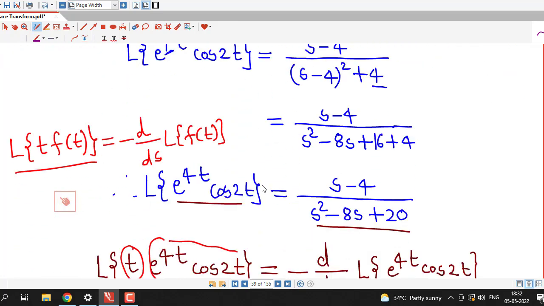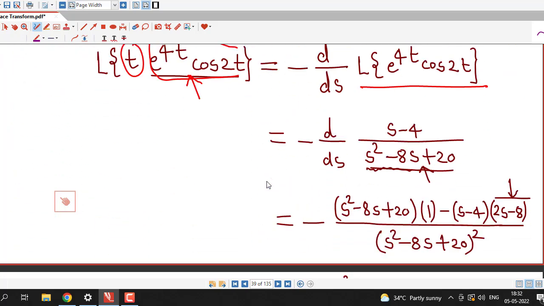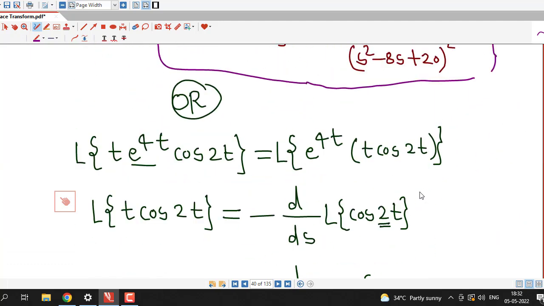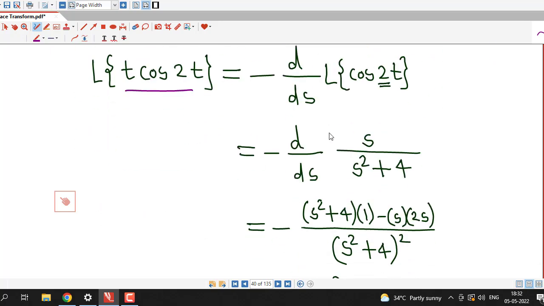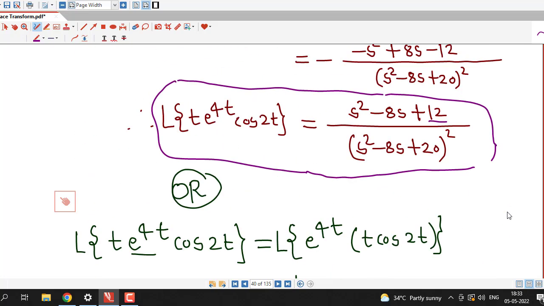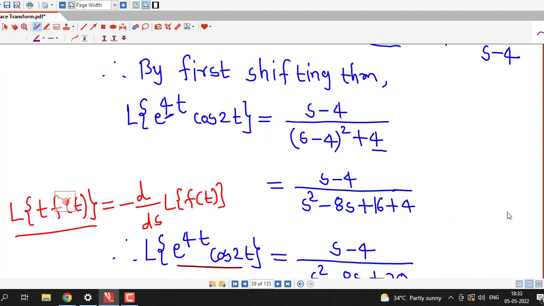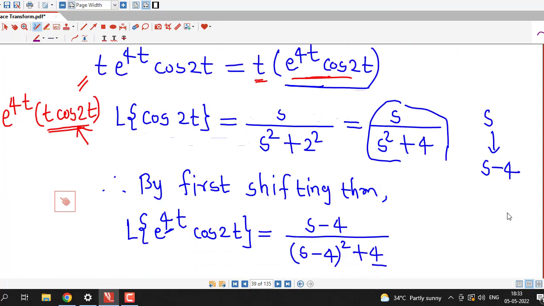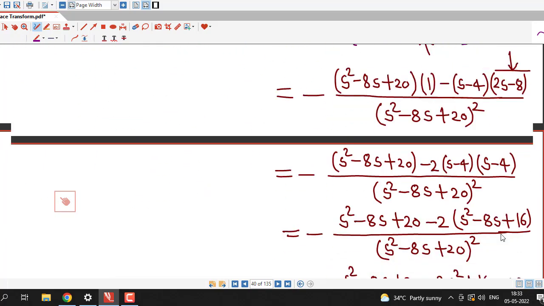If I am using first shifting theorem first, then I have to differentiate this function s minus 4 divided by s square minus 8s plus 20. And if I am using this formula first, Laplace transform of t cos 2t, then I have to differentiate this function s divided by s square plus 4. So this is comfortable as compared to previous one. Otherwise both are easy. Either you are using first shifting theorem first or multiplication by t first, you will get your answer.